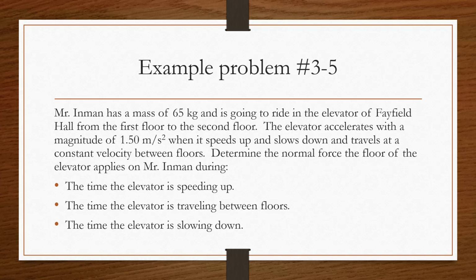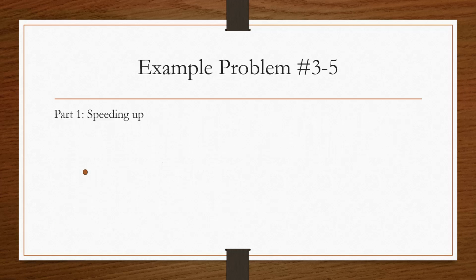The first is the time period that the elevator is speeding up, between when the elevator starts to move upward and when it's traveling between the floors at a constant speed. Second, I want that middle portion, traveling between the floors at a constant speed. And I also want to know what that normal force is as the elevator slows down at the top. So let's do part 1, the speeding up part, first.